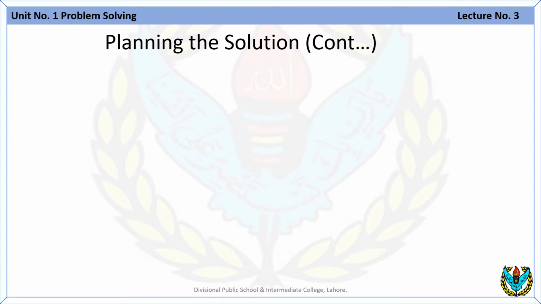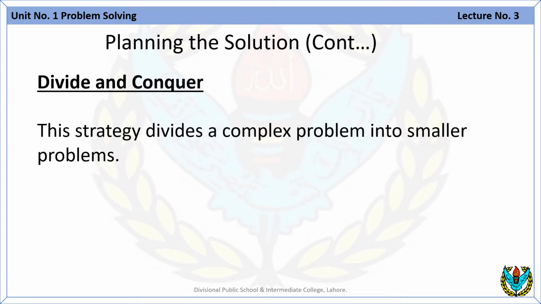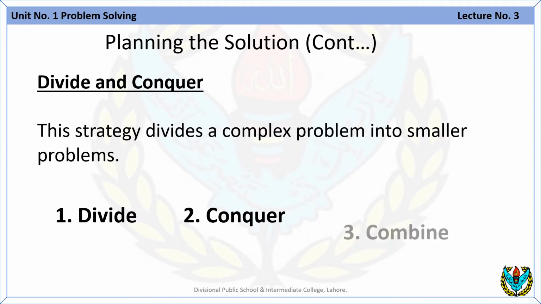First strategy is divide and conquer. Dear students, it is a very old rule. If you want to succeed, then you should divide the large and complex problem into chunks and then solve it. In this way you will succeed in less time. A typical divide and conquer solves a problem using the following three steps. First, divide, second, conquer, and the last one is combine.